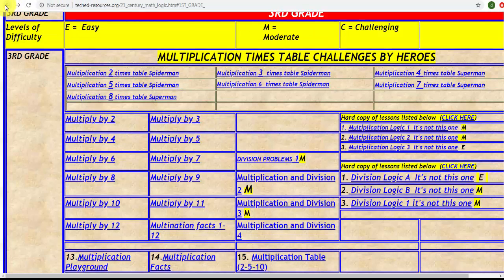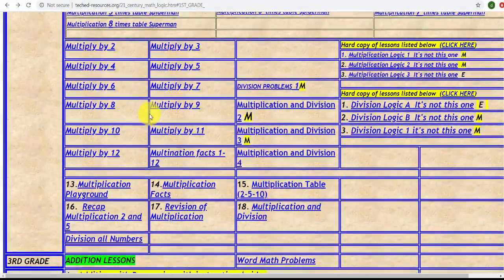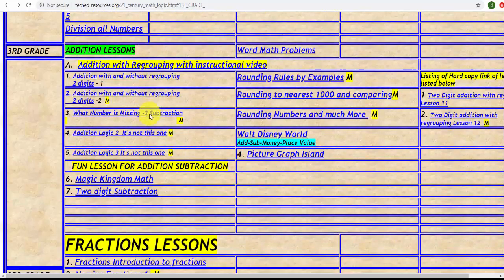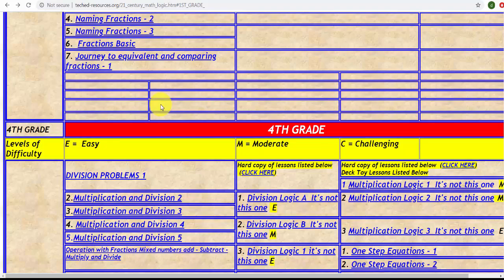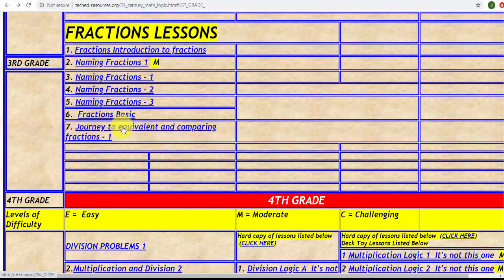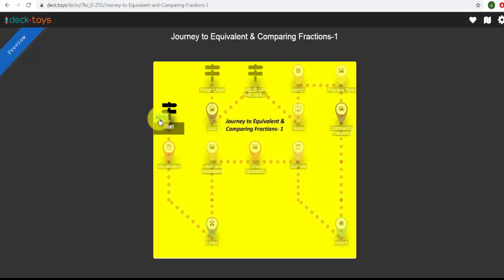Let's go back. Okay, we have the old way of doing it with multiplication. And we have addition with regrouping also, fractions, and learning equivalent fractions. Now this ought to be good. 3rd grade, you start here.